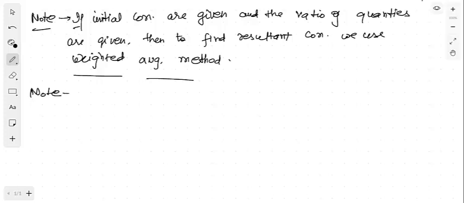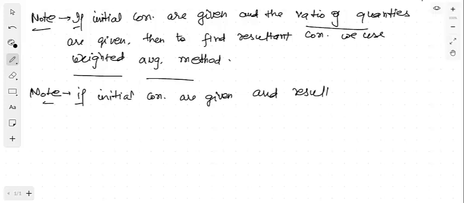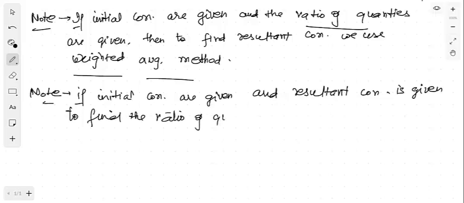Then again a second note: if initial concentrations are given here also, and in place of the ratio of quantities here the resultant concentration is given, ठीक है, then to find the ratio of quantities use the allegation method. ठीक है, now what is the allegation method?